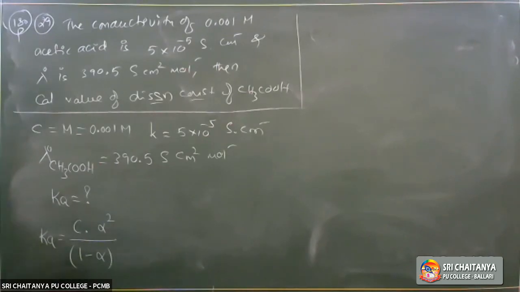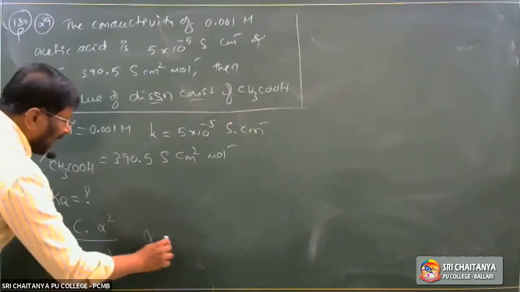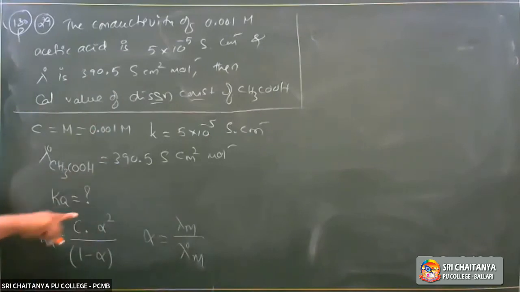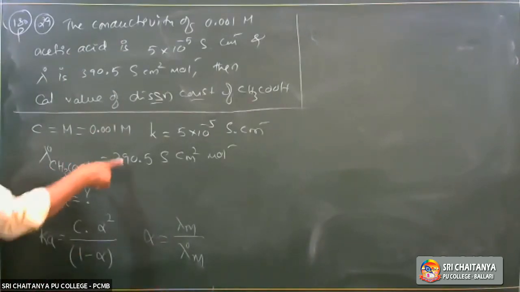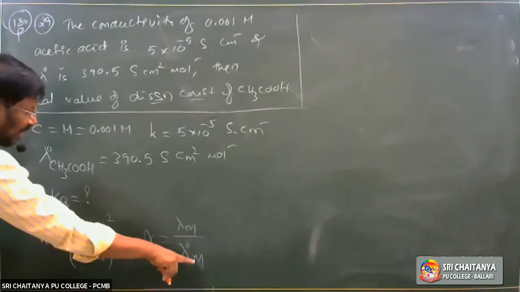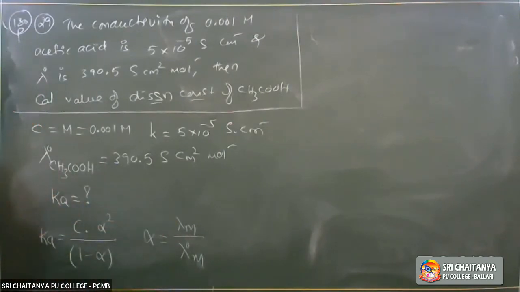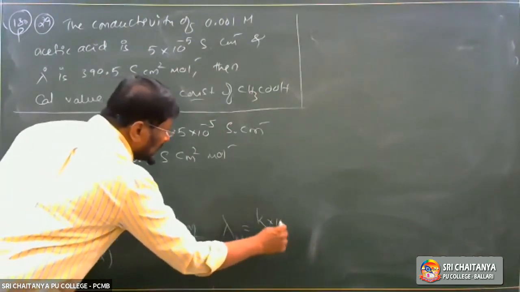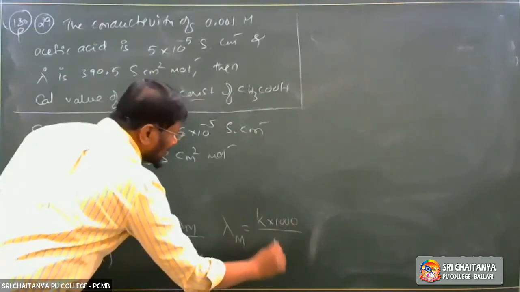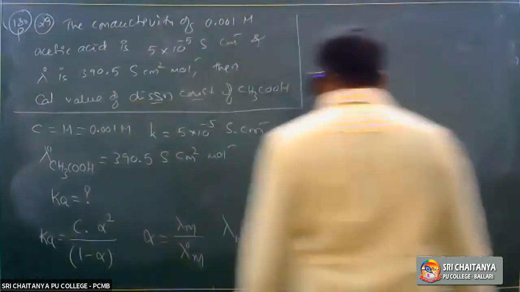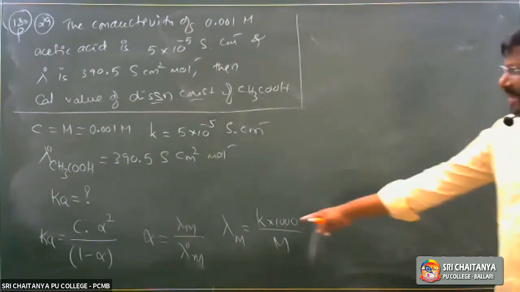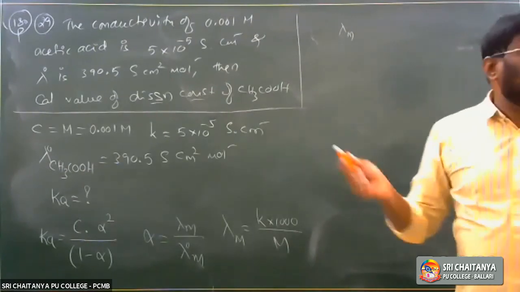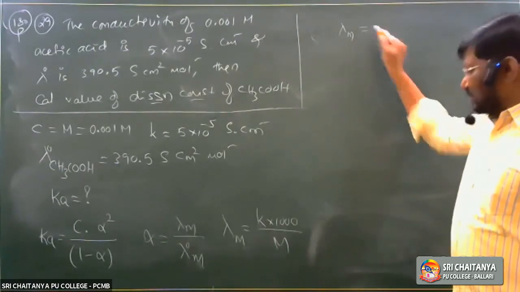Therefore, how to calculate alpha? For alpha, the formula is alpha equal to lambda m by lambda naught m. Here lambda naught m is given, but lambda m is not known. So how to calculate lambda m? Lambda m is k into 1000 divided by concentration. So these are the three formulas. First calculate lambda m.